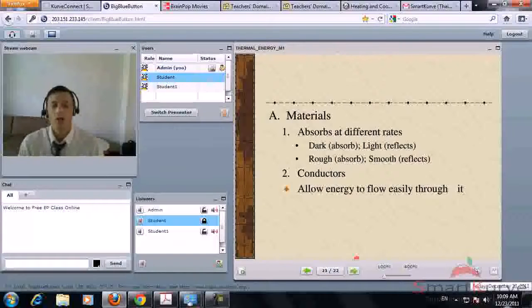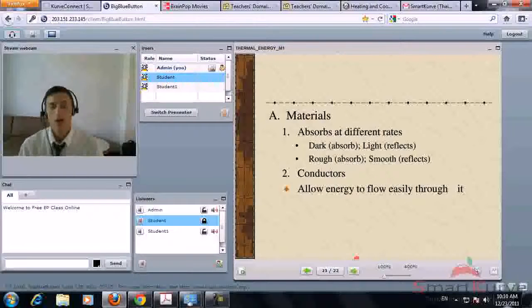Okay, so we know, on slide 21, that materials absorb heat energy at different rates. Dark materials absorb more light, absorb more heat energy, and light materials reflect more. This is why if it's hot outside and you're wearing a dark shirt, like a black shirt, you're going to get very hot. But if you're wearing a white shirt, you stay nice and cool, because that dark material will absorb more heat energy, and the light or white material will reflect more heat energy.